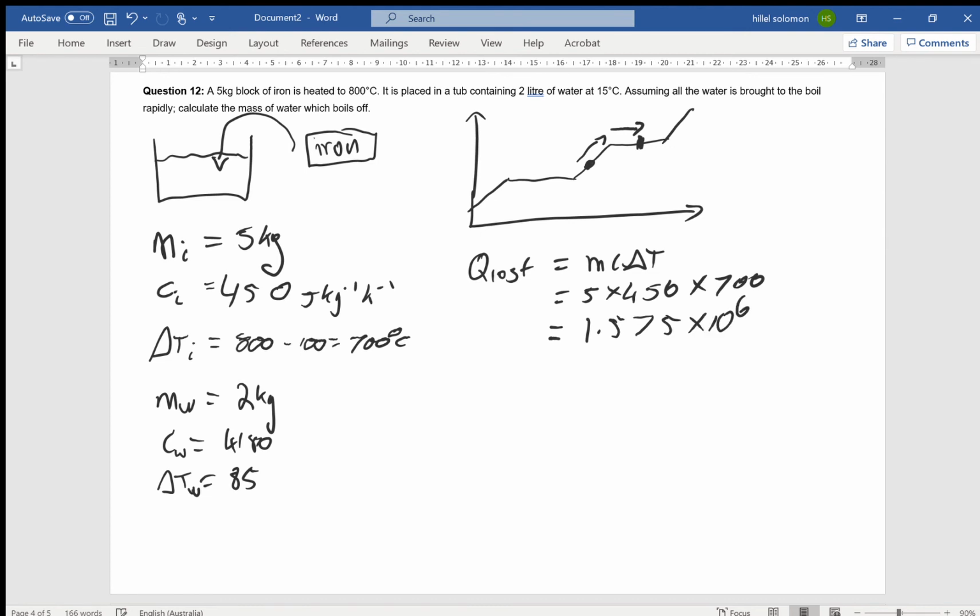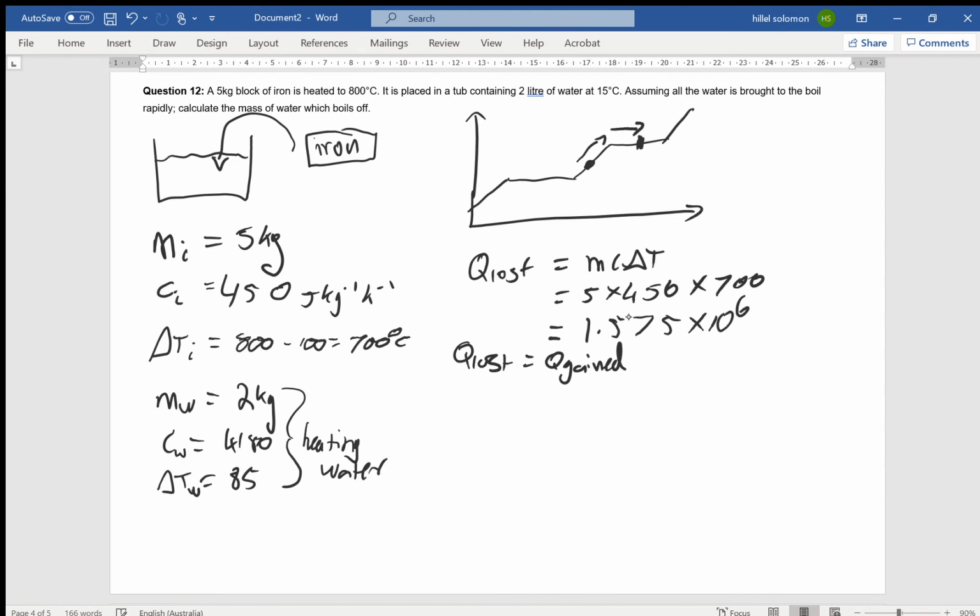Okay, so that's the heat lost by the iron as it cools from 800 degrees down to 100. Now, the key thing in thermal equilibrium questions is that Q lost equals Q gained. So that means that the heat gained by the water is equal to 1.575 times 10 to the 6. Now, the heat gained by the water is made up of two different things. We've got the heat gained by the water as it warms up, which I'll call the heating water.